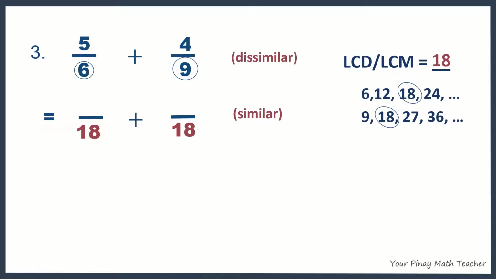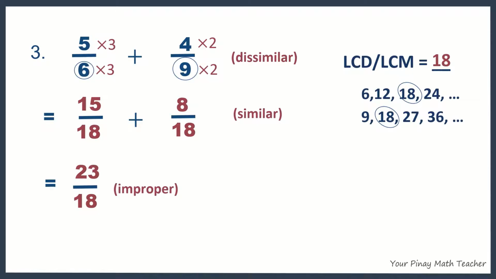So in 5/6, what will you multiply to 6 to get 18? 3. Do the same in the numerator. And in 4/9, we need to multiply both by 2. So we have our first numerator, 15, and the second is 8. 15/18 plus 8/18, we get 23/18.